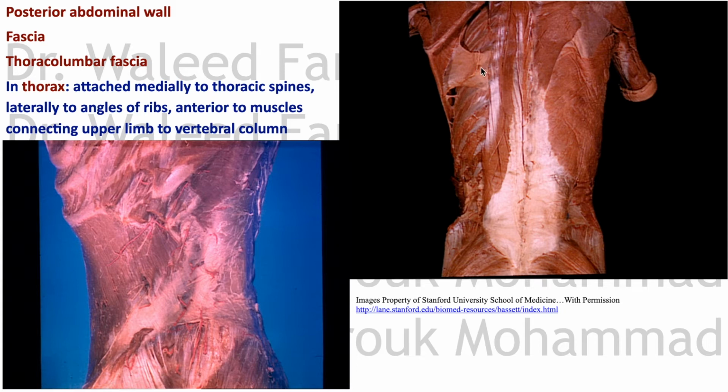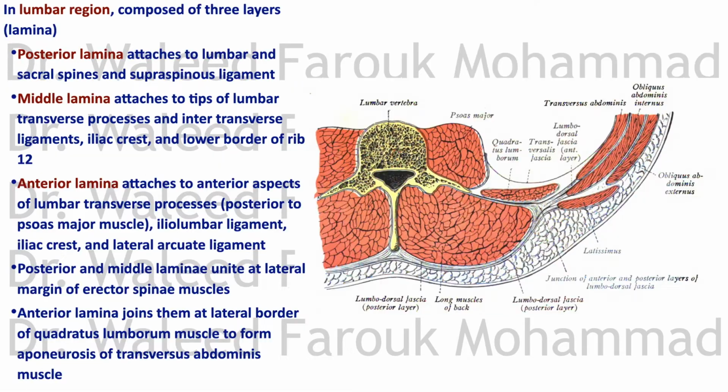You can see part of it here, but not in this region because it's anterior to the muscles connecting the vertebral column to the upper limb. While in the lumbar region, it's more sophisticated than that. It's composed of three laminae. The posterior lamina attaches to the supraspinous ligament and spines of the lumbar vertebrae, goes laterally and covers the erector spinae muscle, as you can see here.